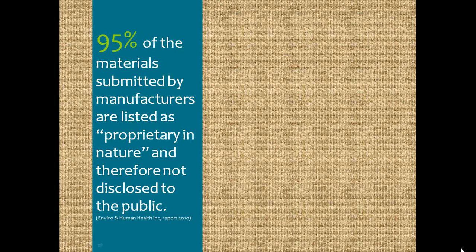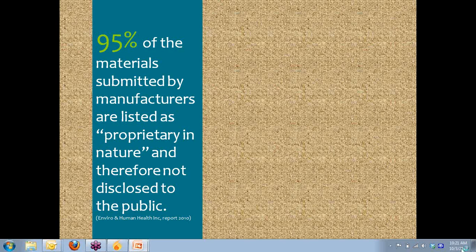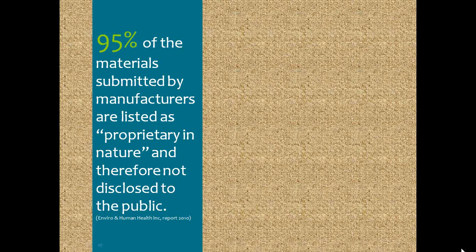And what we know is that a big part of the problems that we're having today is because 95% of materials that manufacturers use, they can list as proprietary in nature, and that means they don't have to disclose it to the general public. Well, that's not ever going to work, is it? Because we need disclosure in order to understand what is in the products that I'm buying.